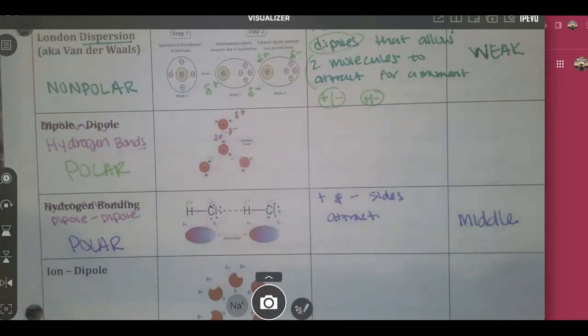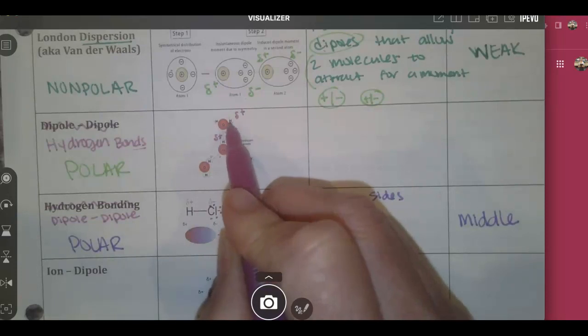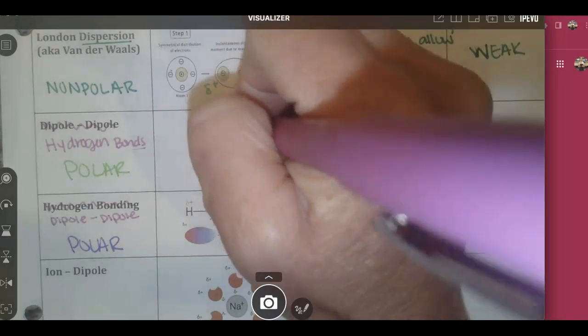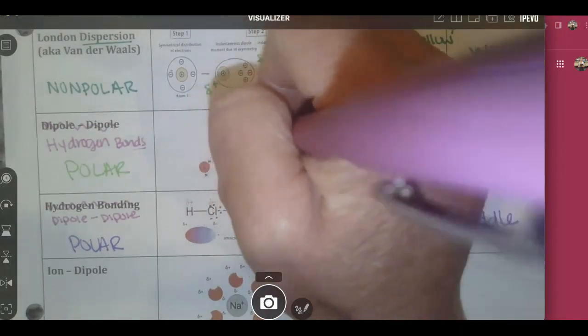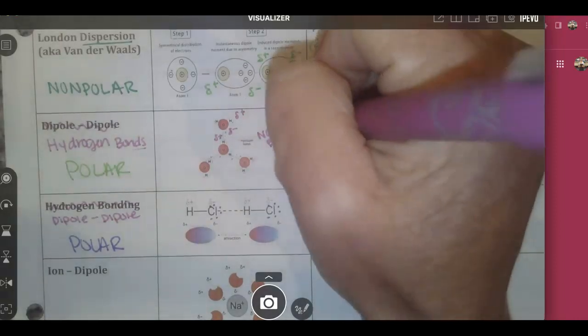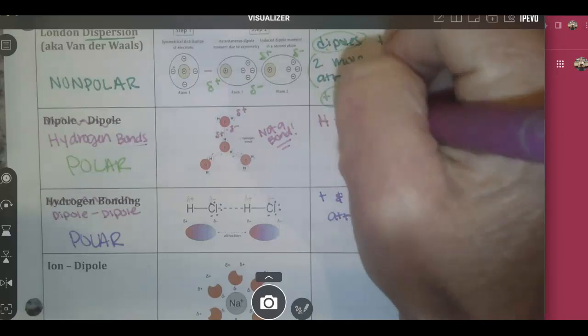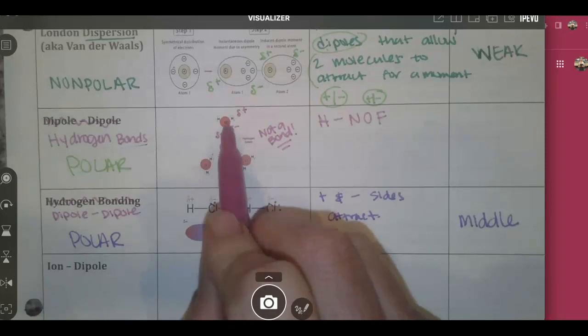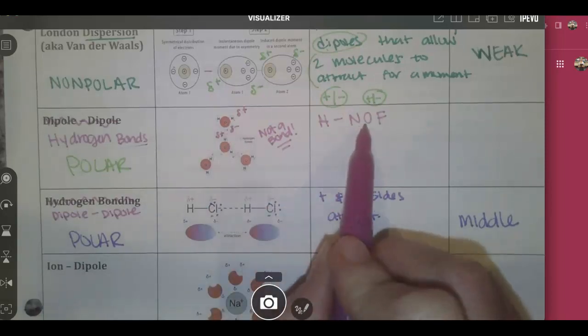But again, it's not forming a true bond like the bond between these oxygens and hydrogens that are creating this molecule. It's just an attraction. So not a bond. But it's so strong that I believe that we originally thought that this was a bond. So we called it hydrogen bonds, and then we've just kind of stuck with that, even though it really should be called a hydrogen attraction. Hydrogen bonds happen between hydrogen and nitrogen, oxygen, or fluorine, so H and OF.